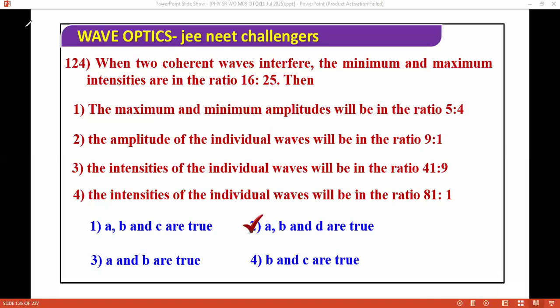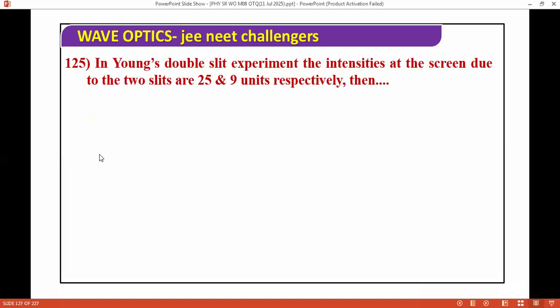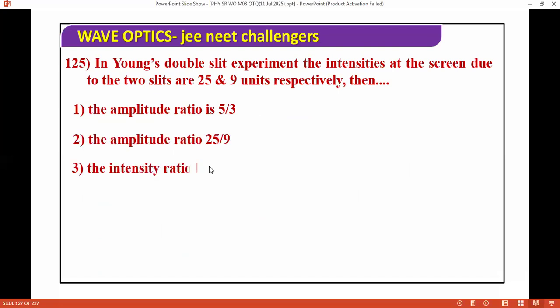So next question I'm moving ahead. In Young's double slit experiment, the intensities at the screen due to the two slits are 25 and 9 respectively, then the amplitude. Intensity is given, okay? Intensity is given. So the question is asking about the intensities.